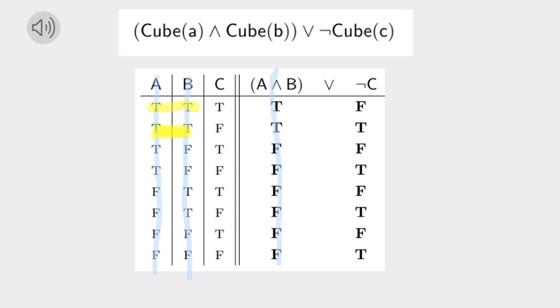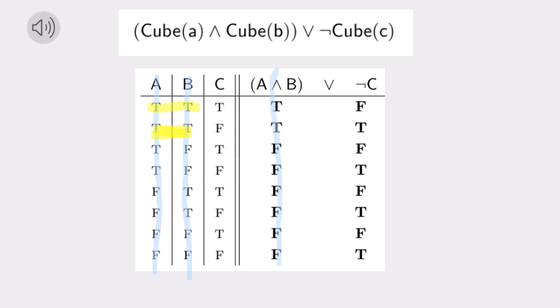Now, I'll remind you that the conjunction is true in only one circumstance, and that's precisely when both of the conjuncts are true. In this case, when both A and B are true. And I've highlighted the 2 rows where that's the case, the first row and the second row. You'll notice that all the remaining rows that you see here have a possibility of either true and false, false and true, or just false and false.